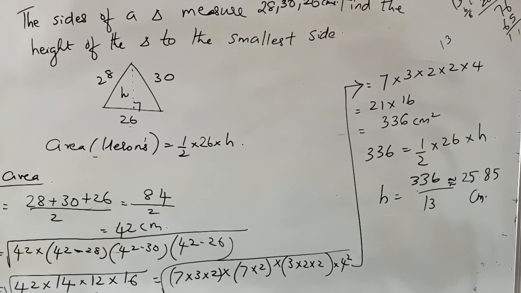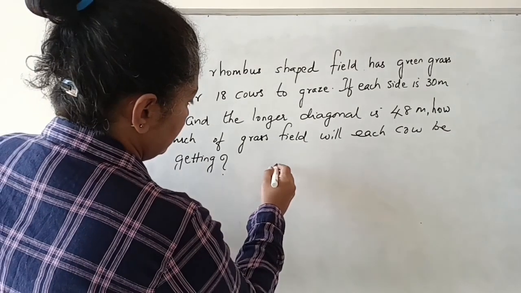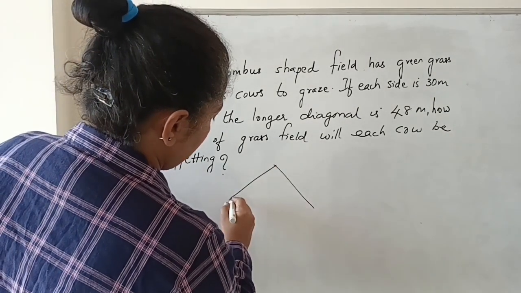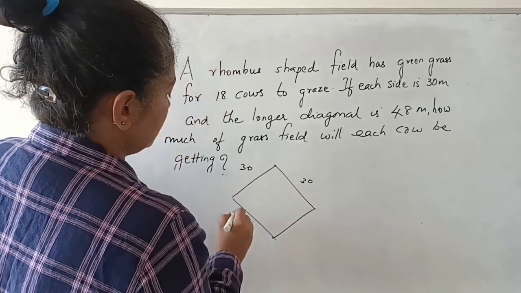Okay. A rhombus shaped field has green grass for 18 cows to graze. If each side is 30 meters and the longer diagonal is 45 meters, how much of grass field will each cow be getting? Now this is a sum from the NCERT textbook. You are given a rhombus shaped field. So you know in a rhombus all the sides are equal. So it is 30, 30, 30, 30.